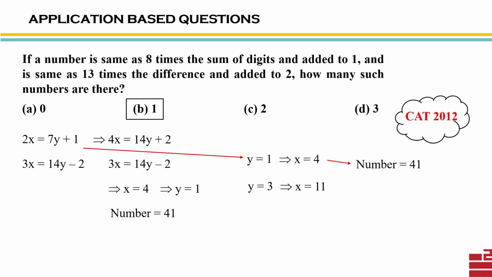Maybe, since we are following this method, it is possible that this 41 doesn't satisfy the second condition, which we have not yet checked. So let's check it out. Now, is the number 41 equal to 13 times the difference of digits added to 2? Difference of digits is 4 minus 1, 3. So 13 times of that is what? 39. To which if I add 2, I get 41. And so it satisfies. That means for this question, only one such number exists, and that is 41.